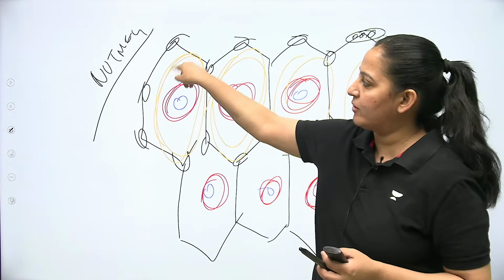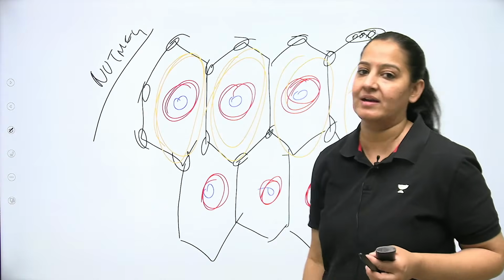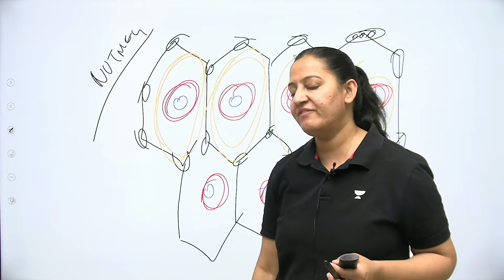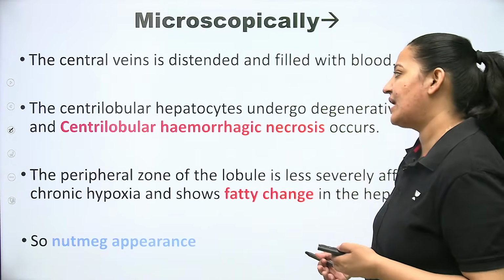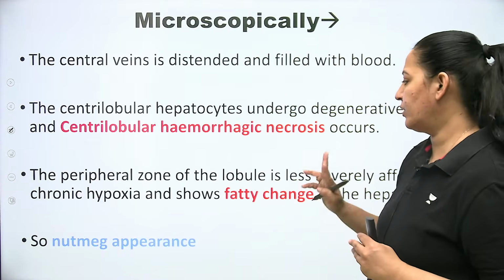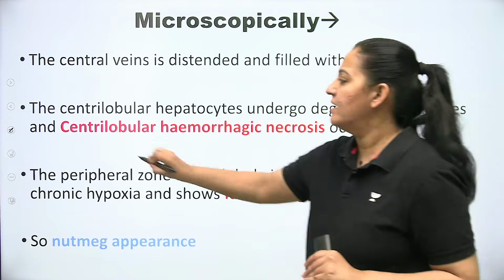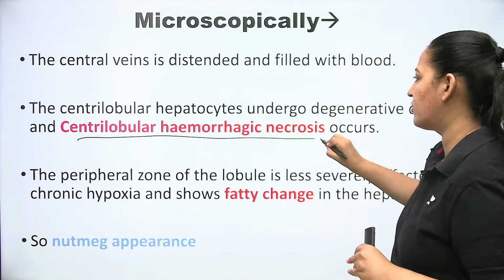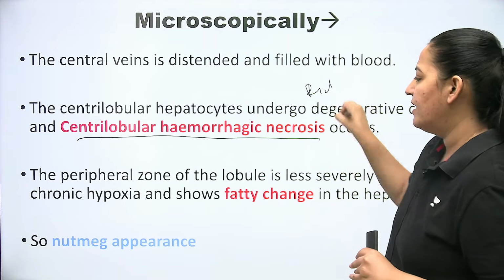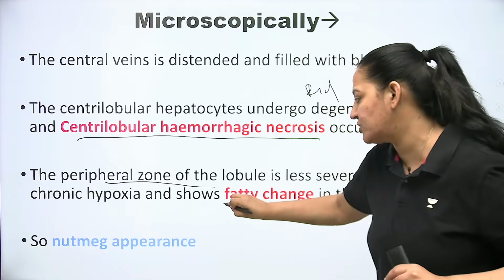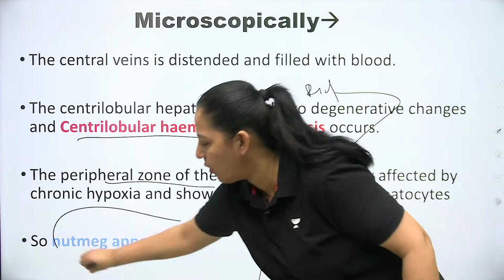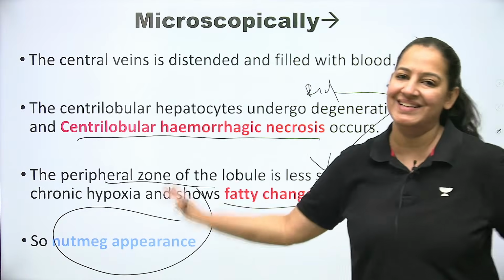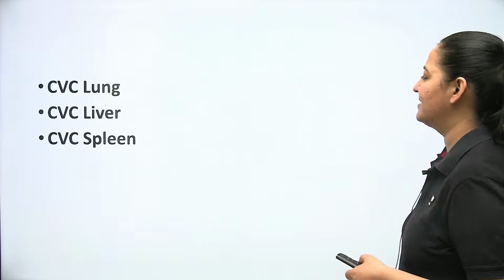And the peripheral hepatocytes, which are near the portal tract, are yellow in color because of fatty change. So that's it, that you have to write. Write only two things in your explanation. Number one, the centrilobular hemorrhagic necrosis, because of which it gives red color. And the peripheral zone hepatocytes show fatty change, that's why yellow. Red, yellow, red, yellow, red, yellow, nutmeg. That's it. I am done with the CVC liver.